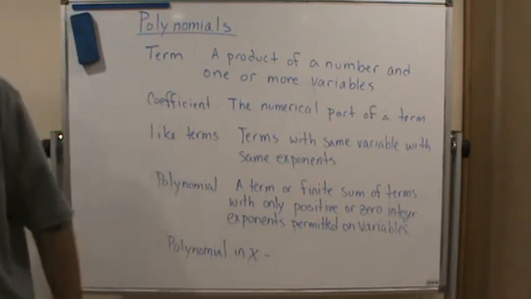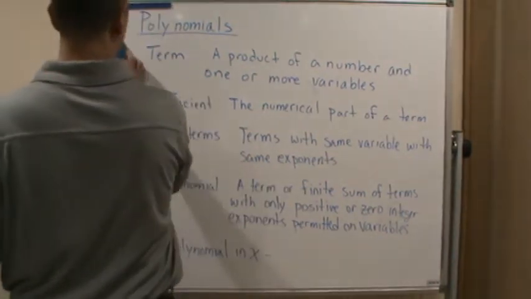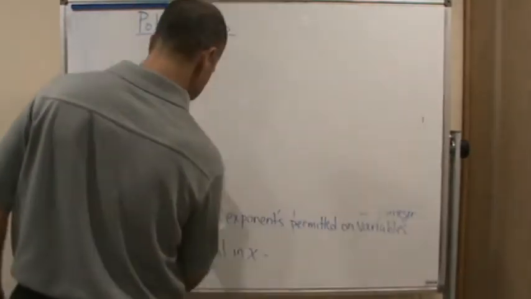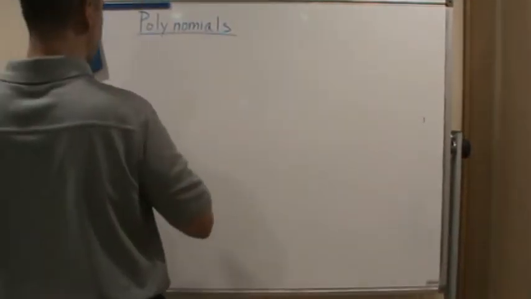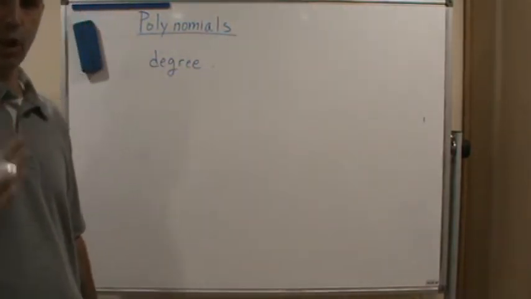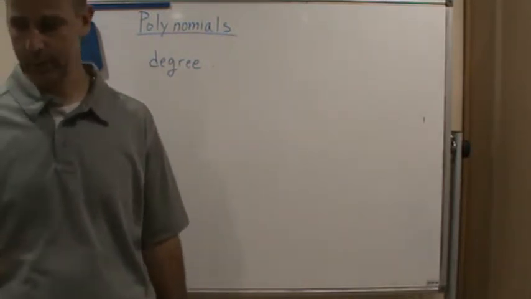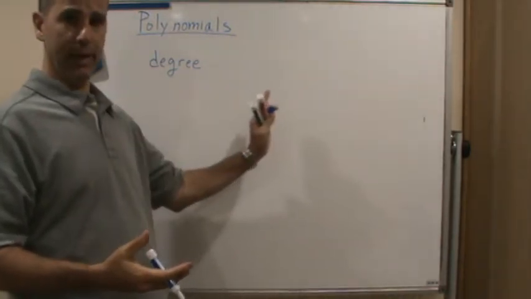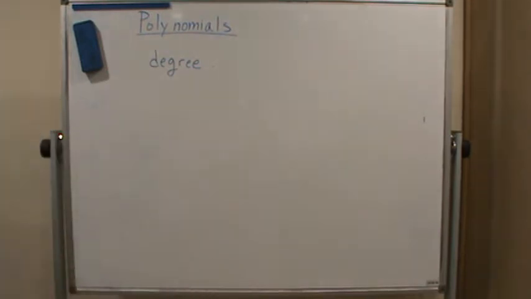Now, also, we want to talk about the degree of a polynomial. The degree of a polynomial is determined by the term that has the largest exponent, or if there's more than one variable in a term, the sum of the exponents. So if we look at the degree of a term, it is the exponent on the variable. And in the polynomial, we look for the term that has the greatest degree, and then that's going to be the degree of the polynomial.